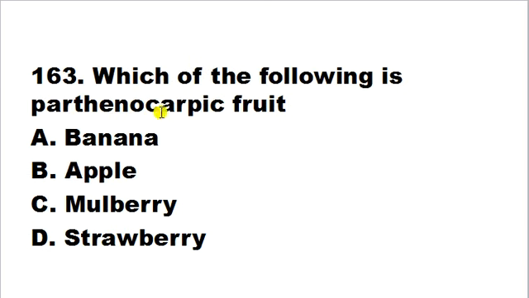Which of the following is a parthenocarpic fruit? Banana, apple, mulberry, strawberry. So first we have to know about parthenocarpic. Parthenocarpic fruits are those types of fruit which develop from the ovary without the involvement of fertilization. So fertilization की इसमें ज़रूरत नहीं होती. So we can say any seedless fruit which develops from the ovary without fertilization involved in this process. So here the correct answer would be A. That means banana is a parthenocarpic fruit.